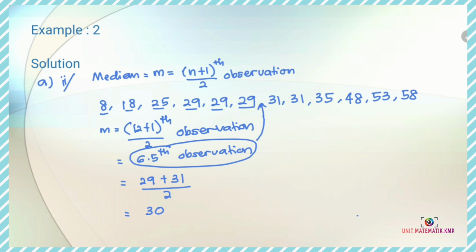Next, we are going to find the mode. And as we know that mode is the most common value for the data. And according to this data, we have the mode here is 29. Okay, because 29, we have 3 times here.